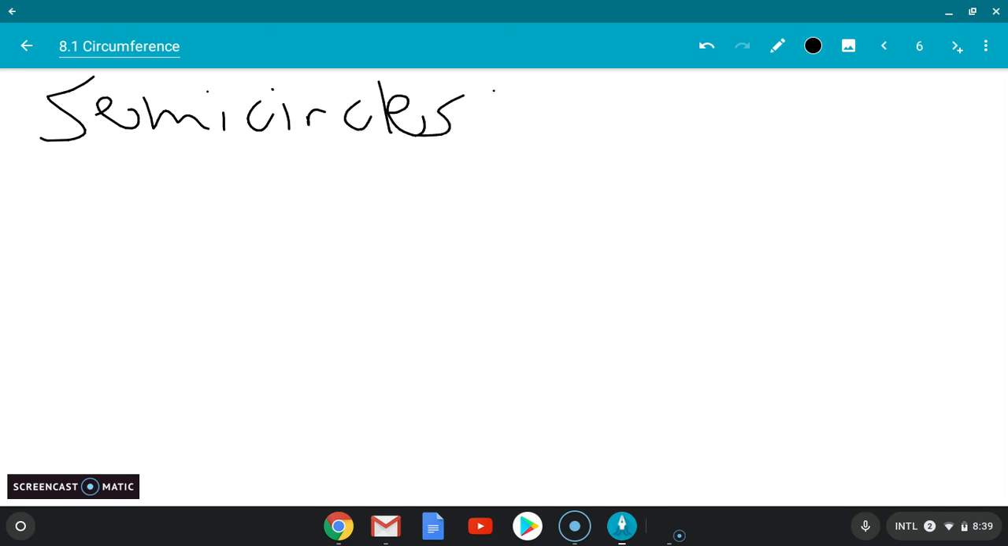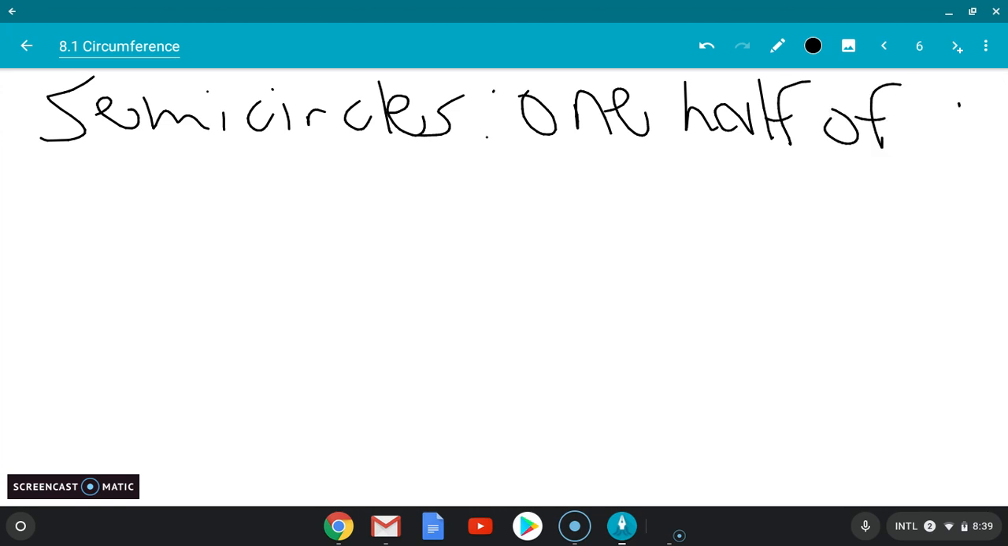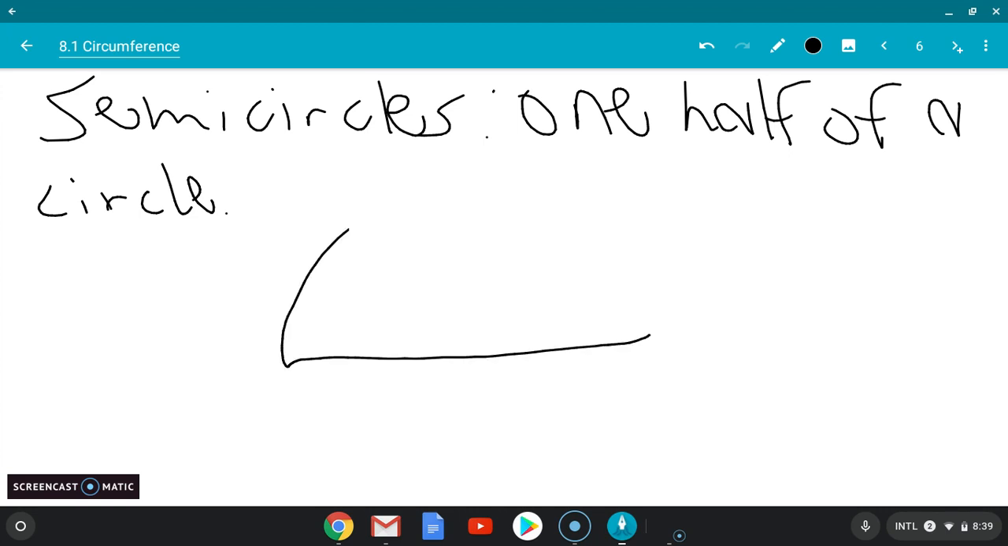All right. Finally, we have semicircles. Which is basically 1/2 of a circle. If you play basketball, there's a semicircle at the top of the key where guys shoot free throws from. So a semicircle is like this. Okay? It's missing the rest of the circle.